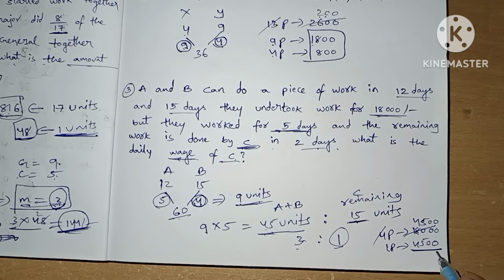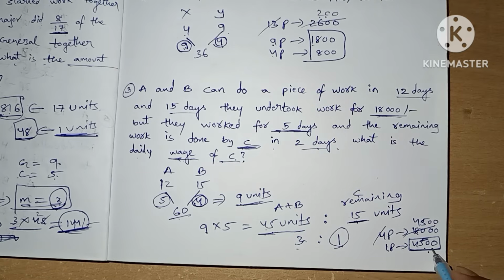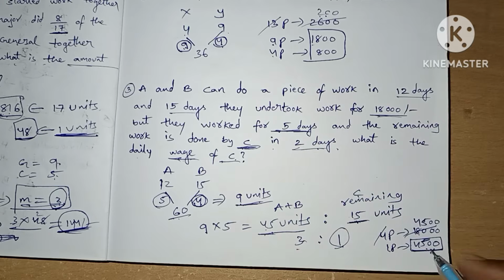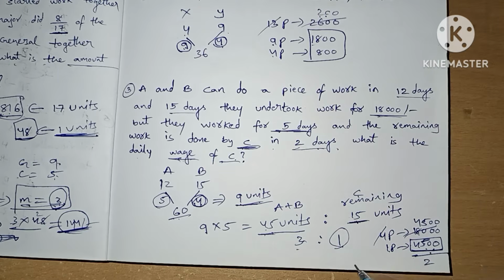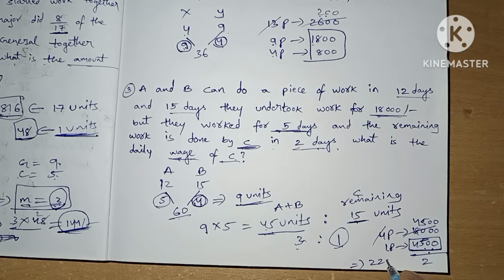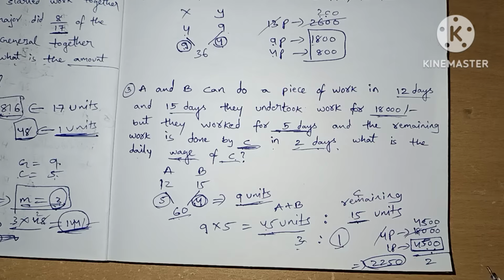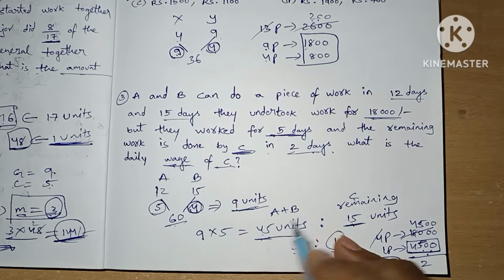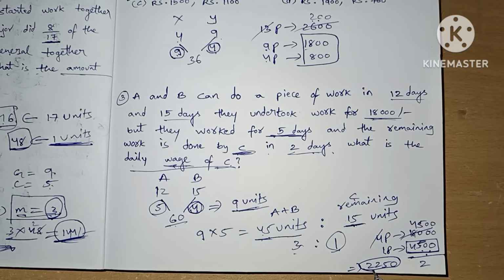This is the total work done by C, and he got this amount for the total work. He got 4500 as an amount, but he worked for 2 days. Means for one day he gets half of 4500, which is nothing but 2250. That is our answer. So the daily wage of C is 2250.